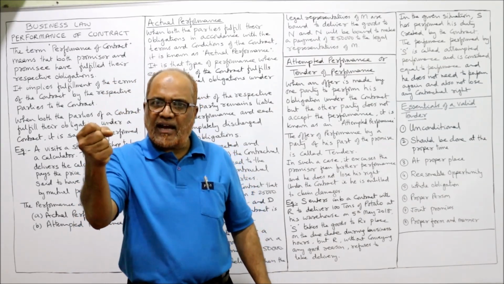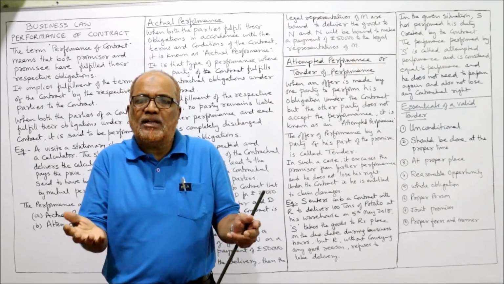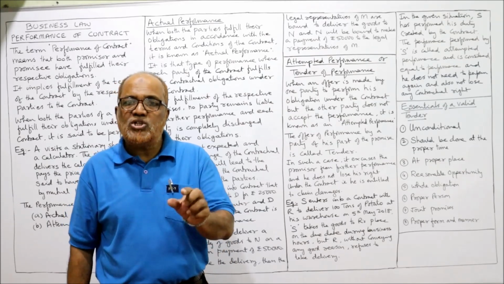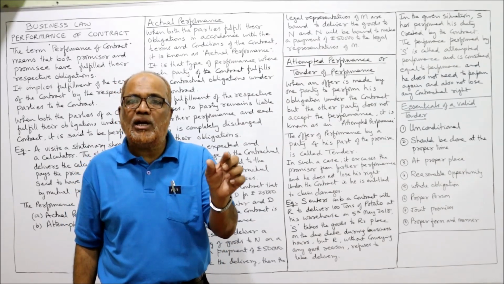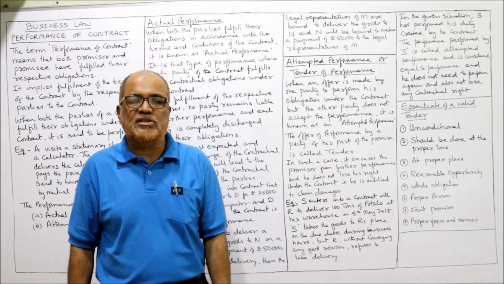Now R will have the right to reject, because the agreement was 100 and he is supplying 80. So the first condition is unconditional delivery, unconditional performance by the promiser.